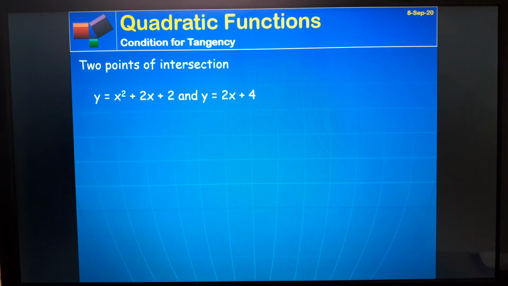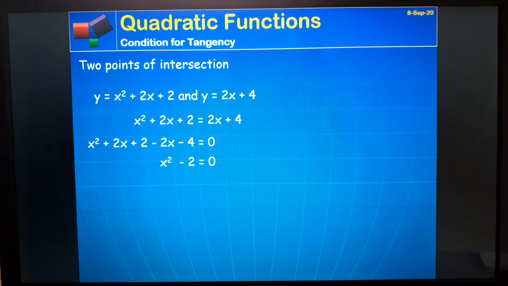So if we have the equation y equals x squared plus 2x plus 2 and y equals 2x plus 4, if we make them equal to each other, then gather everything over to the left-hand side and gather all of our x's and our constants together. Here we have a combined quadratic, which is x squared minus 2.